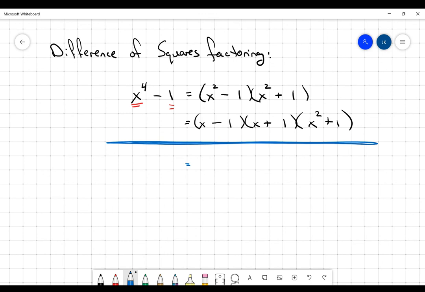Notice in this x minus 1 factor, I have got subtraction and I've got two terms. Well, I can actually force that to become a difference of squares. Now, I've still got this x plus 1. That isn't a difference of squares. I've got the x squared plus 1. That is not a difference of squares. But here, I can take that x and force it to follow the pattern that I'm looking for by simply taking the square root of it.